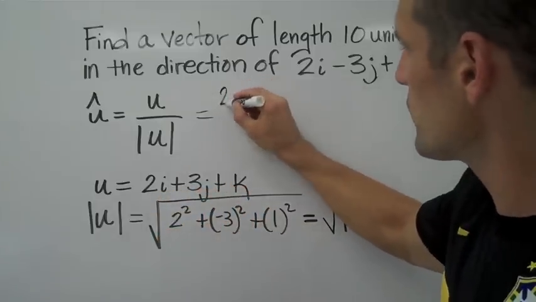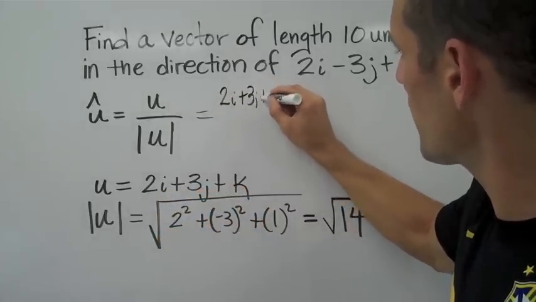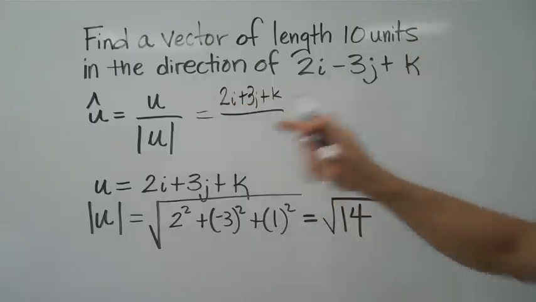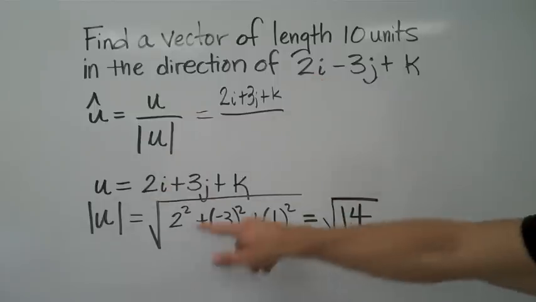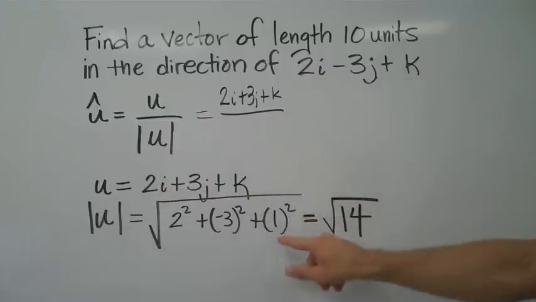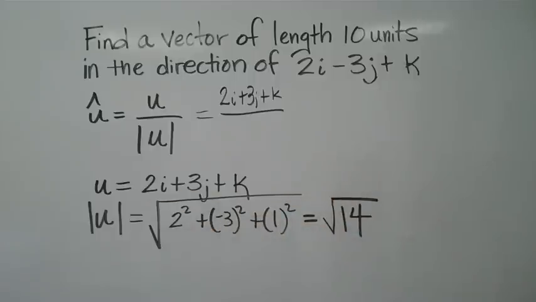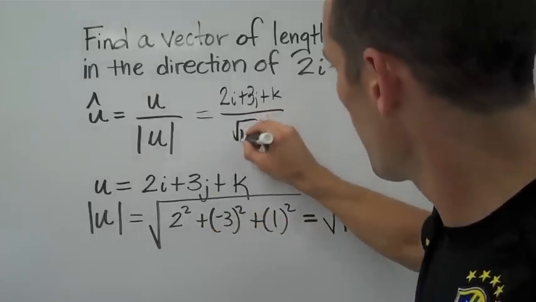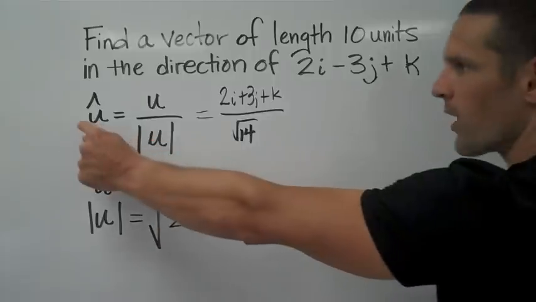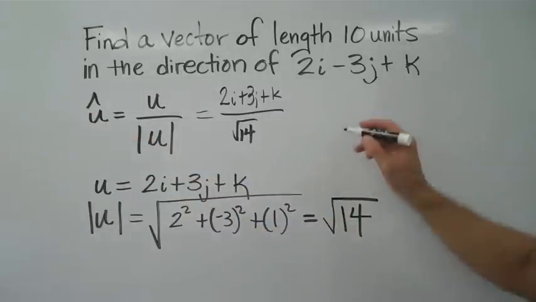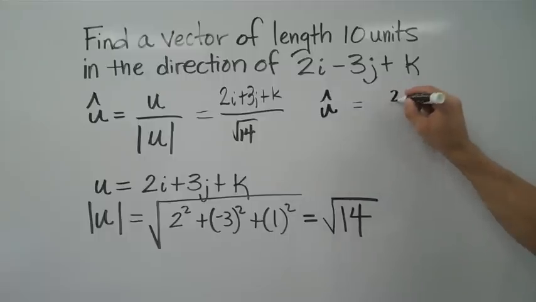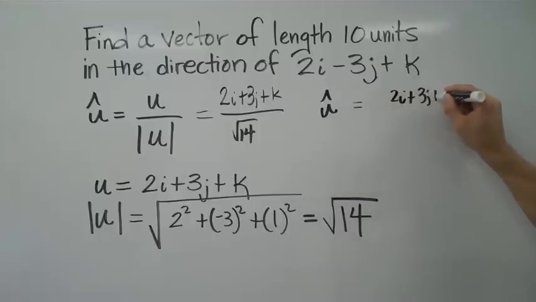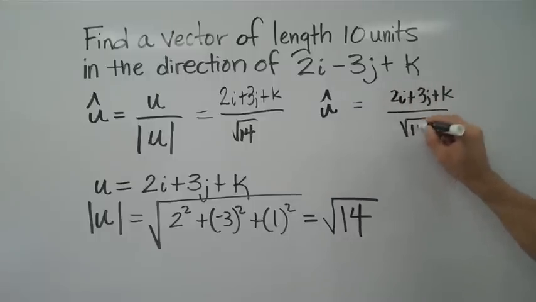So we already know 2i minus 3j plus k is our numerator. It's just the vector goes in the numerator. What's the denominator? Well, it's the magnitude of our vector, which we find with the Pythagorean theorem. 2 squared plus negative 3 squared plus 1 squared. I'll take the square root of that and I'll get the square root of 14. So I know that my unit vector is equal to 2i minus 3j plus k, all divided by the square root of 14.